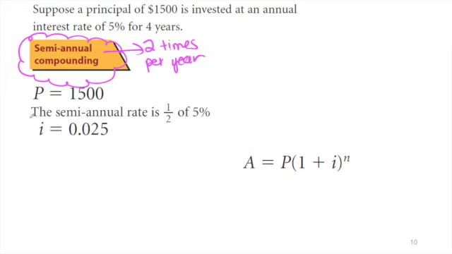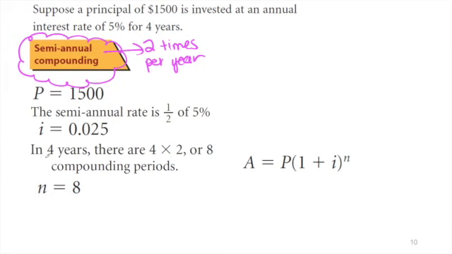So what you're going to do is find what half of that 5% is, because you're calculating it 2 times a year. The first time it's calculated would be 0.025, and then another time it's calculated 0.025, which adds up to that 5%. So you just take 5% divided by 2. Then in 4 years, semi-annual, twice a year, there are 4 times 2, or 8 compounding periods, so you multiply by 2 there.